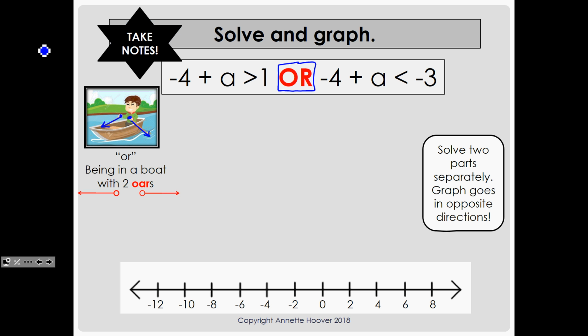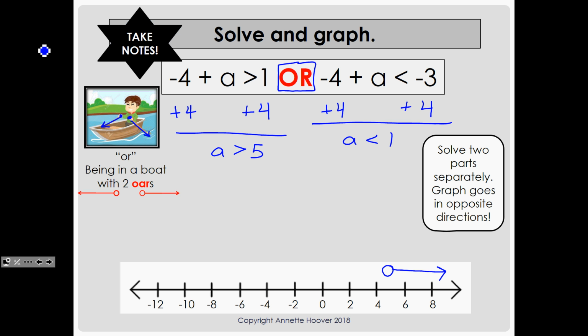So if you look on the left side, to get a by itself, we need to add 4 to both sides. So when you do that, you have a is greater than 5. So when we go down here to graph it, you go to 5 with a circle dot, and it's greater than that. On the other side, we add 4 to both sides of the equation. So we have a is less than 1. So we go to 1 circle dot, but it's less than that.